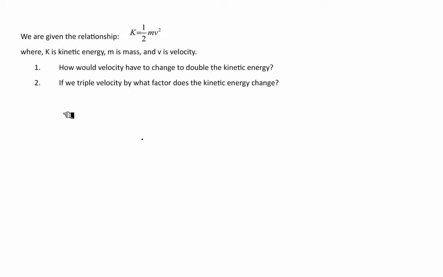In this video, we're going to talk about proportionality. So we have a relationship, K equals half mv squared. K is kinetic energy, m is mass, v is velocity. It asks, first of all, how would the velocity have to change to double the kinetic energy?